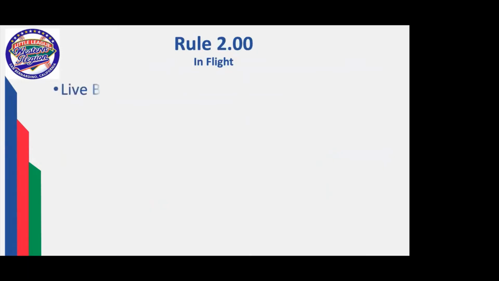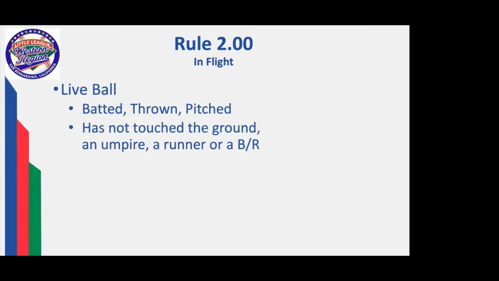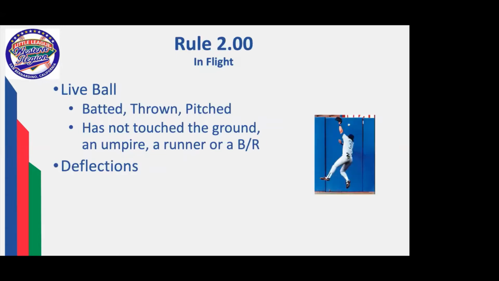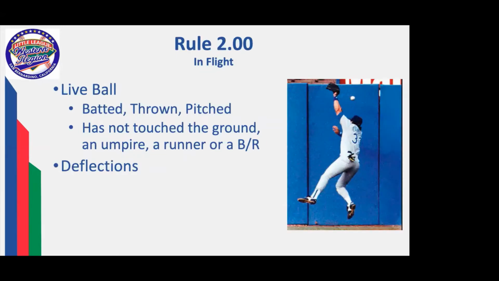We'll start off with one of the more important. In flight is a live ball, batted, thrown, or pitched, which has not touched the ground, nor has it deflected off an umpire, a runner, or a batter runner. Deflections, such as our friend here, Jose Canseco, headbutting a fly ball over the fence, is still a live ball because it did not touch the umpire, runner, or batter runner.